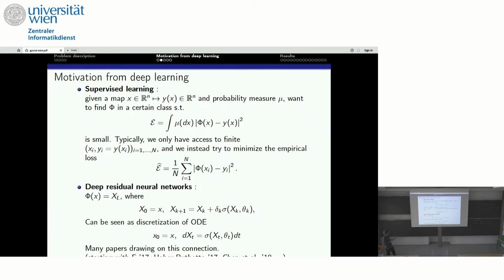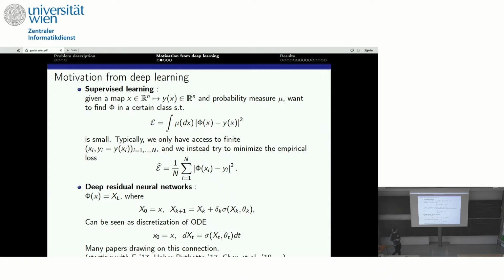In practice, of course, we don't know y, but what we do know is some finite sample. We have some data, which is a finite sample of y. So let's say we have a finite number of points x_i for which we know the value of y. We don't have access to this quantity in general, but what we can try to do is minimize the so-called empirical loss, where we replace this measure by the discrete measure obtained from the data we have. So we want to find some phi in some class of functions that will minimize this functional. And then, of course, the hope is that if we have a minimizer here, this one is not so far off from zero.